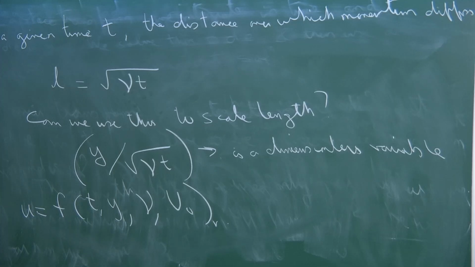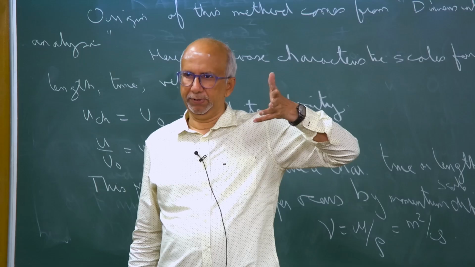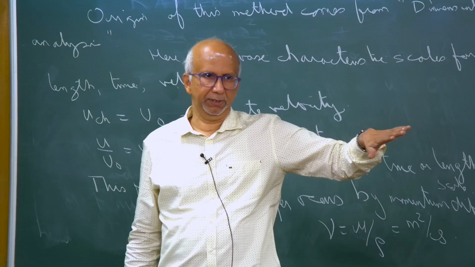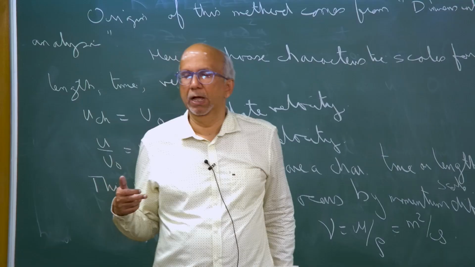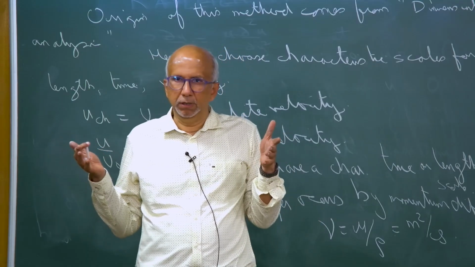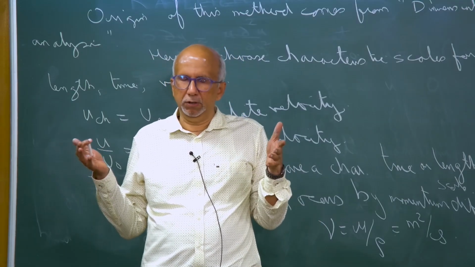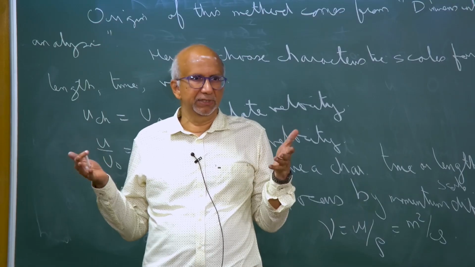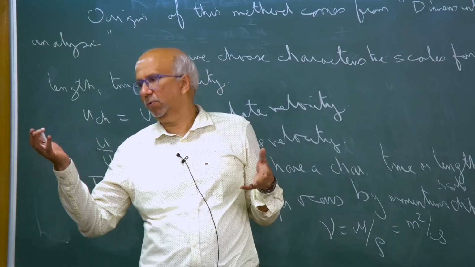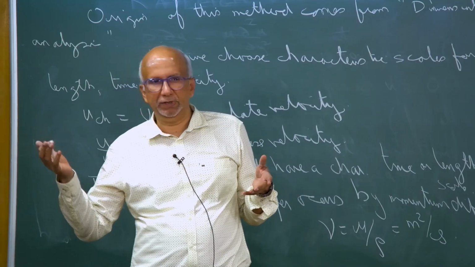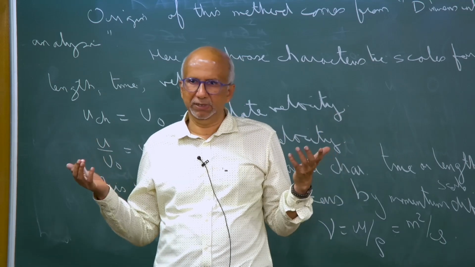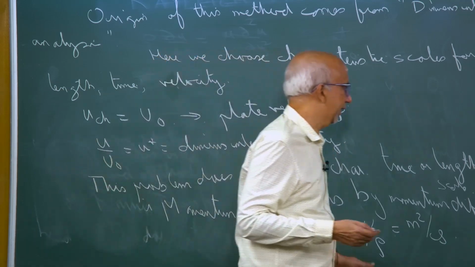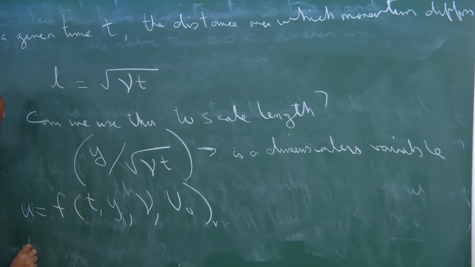The velocity when the plate is moving, it will depend upon the properties nu, u naught is the only thing, and then time and y. So, now when you write an equation, all the terms should have the same dimensions. Okay. You can't have one term with dimensions of time, another with dimensions of length. So, all of them have to be dimensionally consistent. So, one way to do that, if I want to make this dimensionless, u by u naught, this is dimensionless.